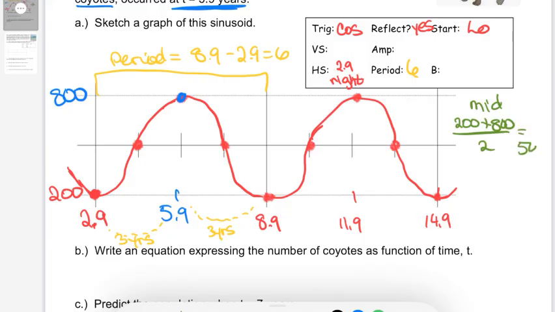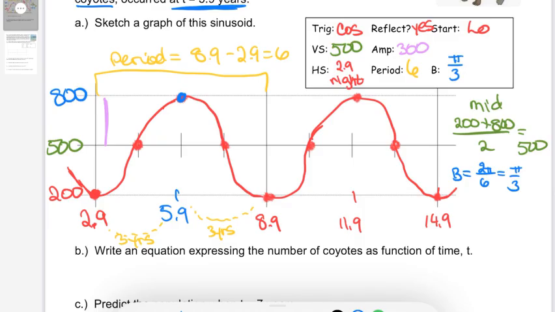So that middle is going to be 500. That gives us our midline, which is our vertical shift. That also lets us determine the amplitude from 500 to 800 peak. That amplitude is 300. Now, we still need our B value. We're doing these in radians, it may not say, but we are. B is 2 pi over the period. So 2 pi over 6 or pi over 3.